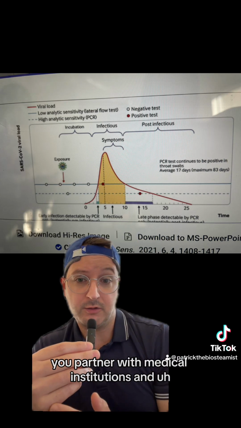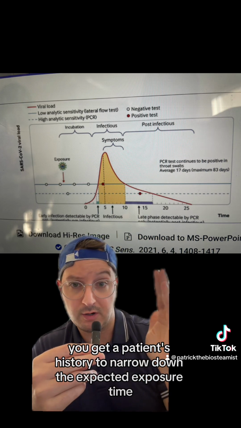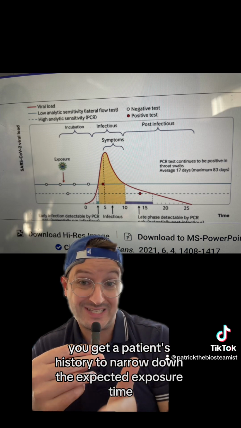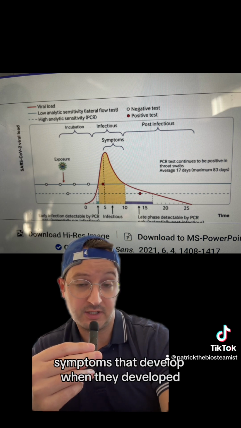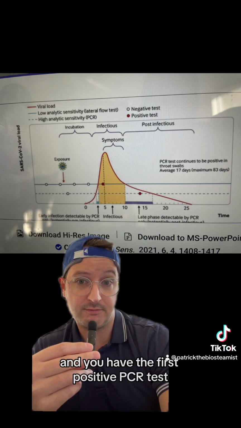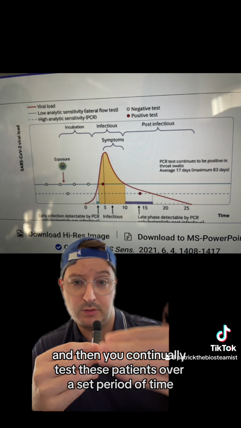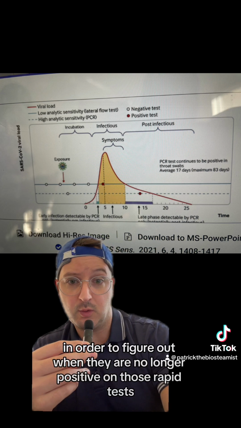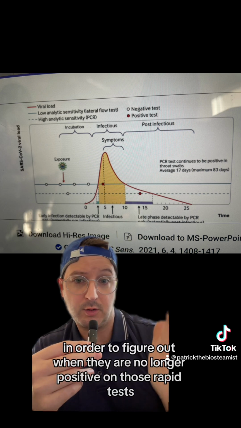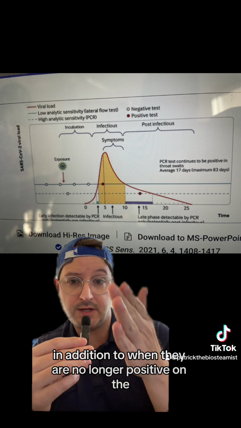You partner with medical institutions and you get a patient's history to narrow down the expected exposure time. And from there, you have your symptoms that develop, when they developed, and you have the first positive PCR test, even including the day of first rapid test that's positive. And then you continually test these patients over a set period of time in order to figure out when they are no longer positive on those rapid tests, in addition to when they are no longer positive on the PCR tests.